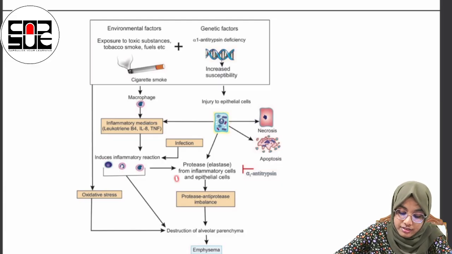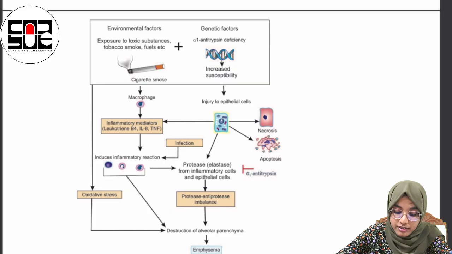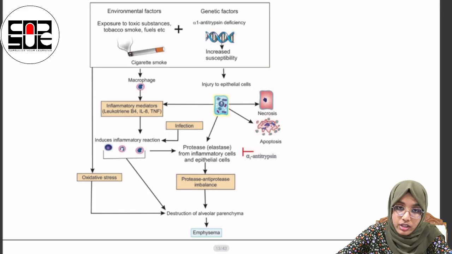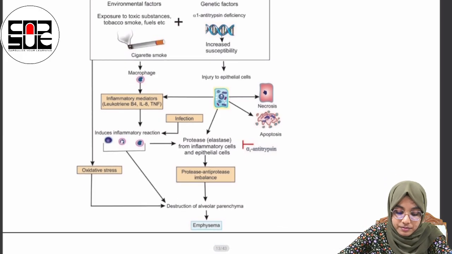These proteases will act in an uninhibited manner because the antiproteases are genetically deficient. There is a deficiency of the antiprotease, so they will act and they will destroy the alveolar parenchyma, due to which there will be emphysematous changes in the air spaces. So that is the pathogenesis.